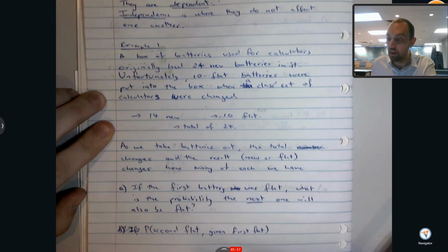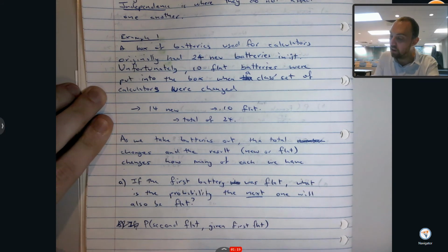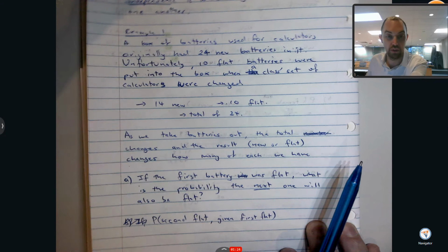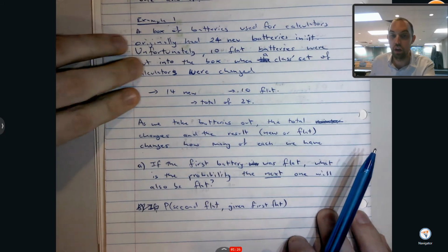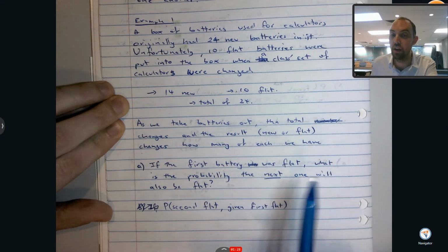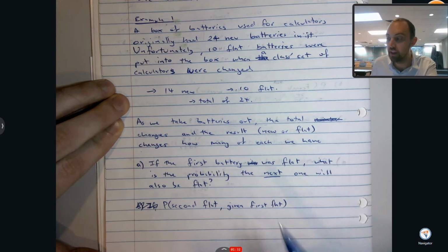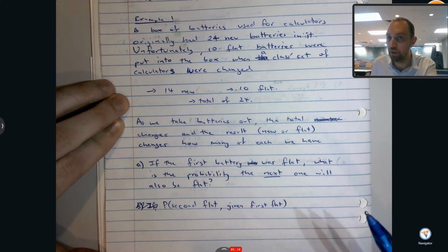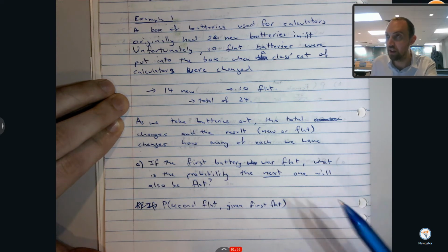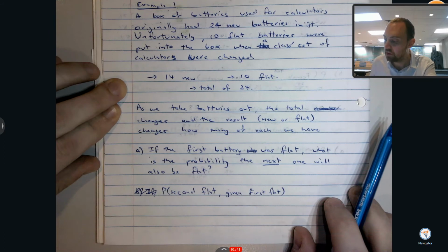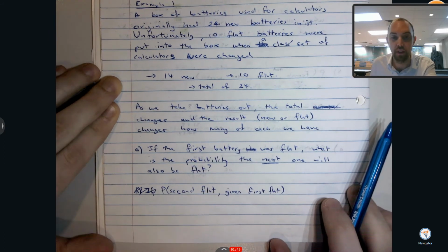Now, as we take the batteries out, the total changes, and the result changes how many of each we have. Okay, so if we take a new one out, then there's going to be less new, and if we take a flat one out, there's going to be less flat, changing the probability overall. So we can quickly calculate a couple of these.